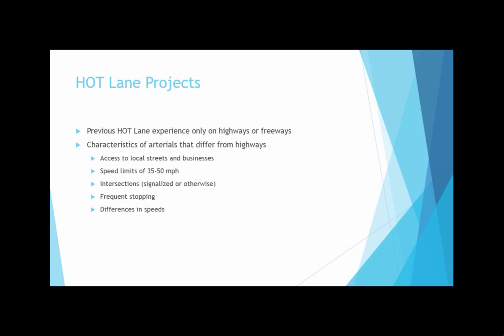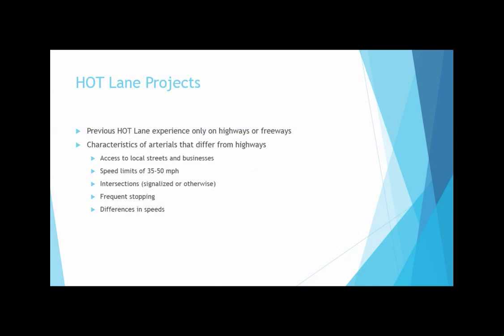So if you notice, the previous HOT lane experience, which was summarized in the last 2 slides, has only been on highways and freeways. And there are several characteristics of arterials that do differ from highways or freeways that would change the implementation of HOT projects on arterials versus the past experience with highways. Some of these characteristics include that you can access local streets and businesses from arterial roads, which is not the case in freeways. The speed limits on arterials tend to be lower than on highways, usually in the range of 35 to 50 miles per hour.